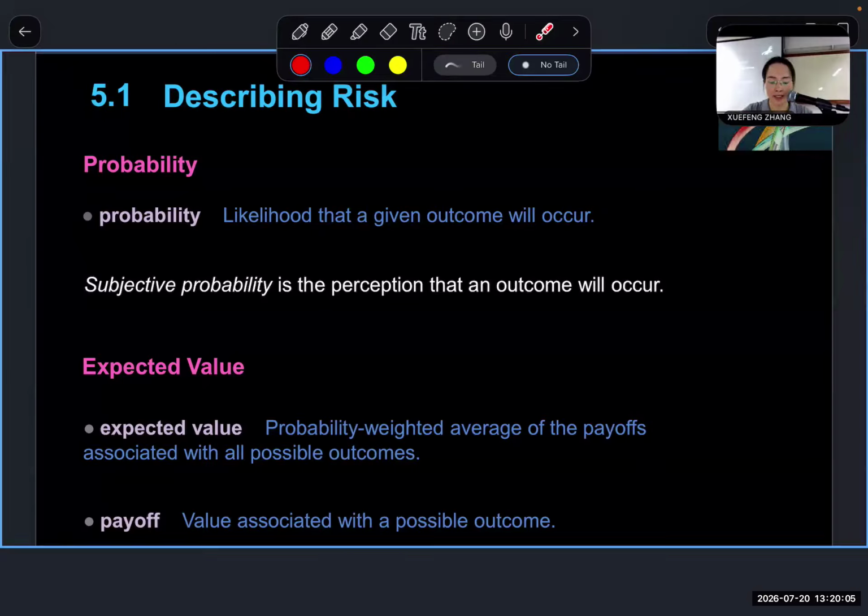Next one, subjective probability. Be careful, it is the perception that an outcome will occur, because it depends on you. It depends on your judgment about the probability, right? So it's subjective, it's not objective. Sometimes we know the real probability, like with flipping a coin, which is 50-50, but sometimes we only have a feeling about that. So that's why we call it subjective, okay?